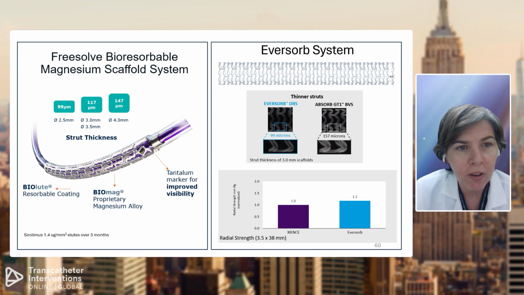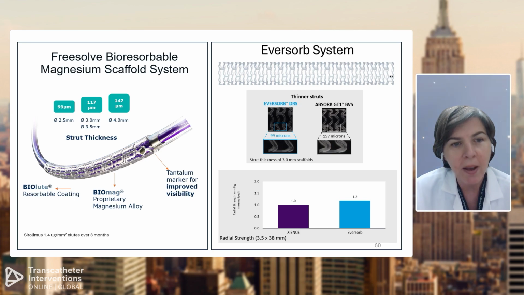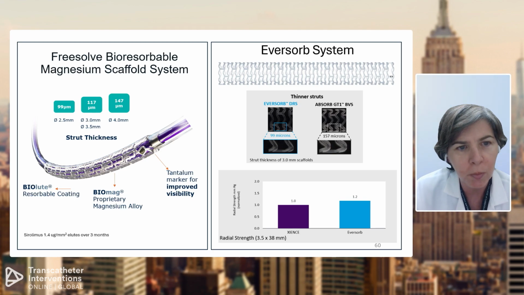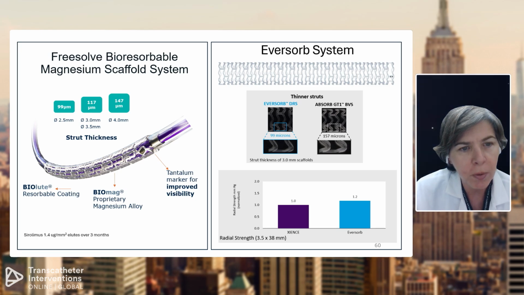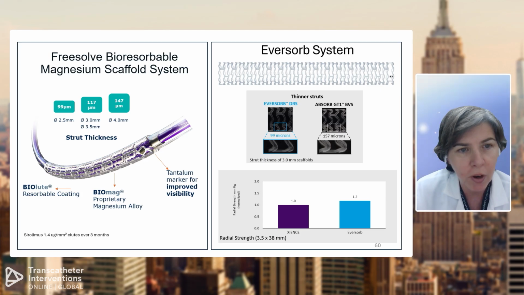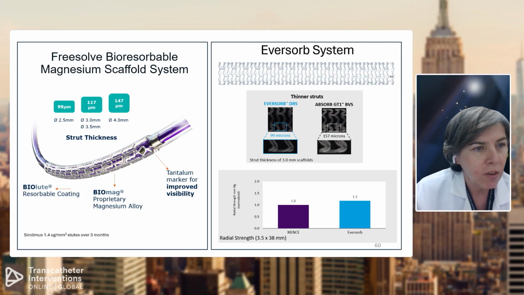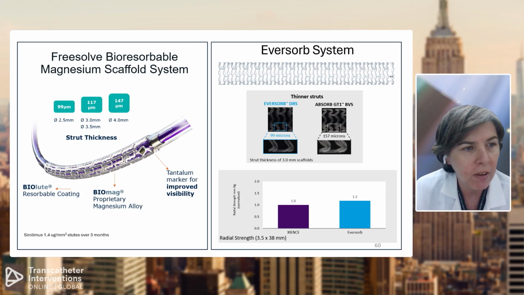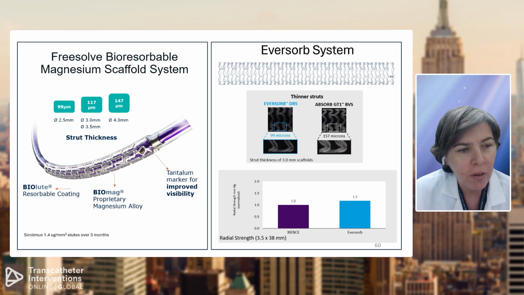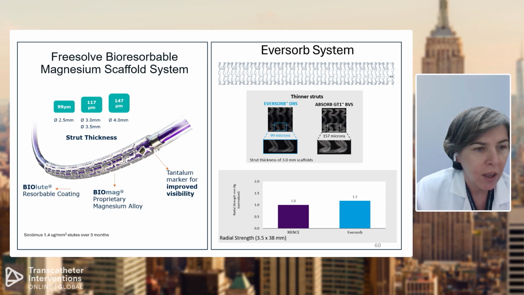So as we briefly discussed, the BVS is on its way back with the new Evolve platform. So the Evolve version of Absorb is Eversorb. What they've managed to do is reduce the strut thickness and also improve the radial strength of the device. And then there's a magnesium scaffold system, Freesolve. And as we mentioned earlier, there's a BIOMAG program of studies that started and is progressing in Europe at the present time.